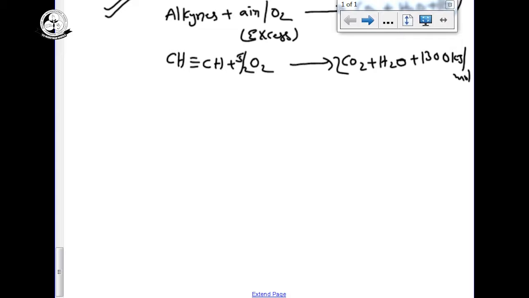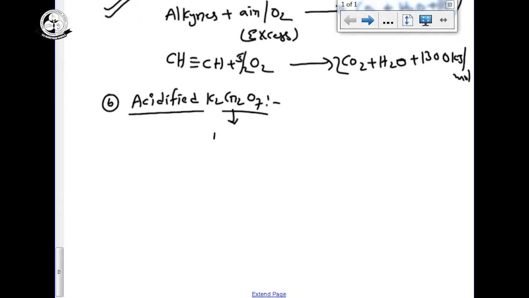The second one is oxidation with chromic acid, acidic K2Cr2O7. As usual, oxidation means that immediately in our mind come strong oxidizing agents like KMnO4, K2Cr2O7, ozonolysis, and complete combustion; all these are oxidation only. The second one is acidified K2Cr2O7. K2Cr2O7 is called potassium dichromate.